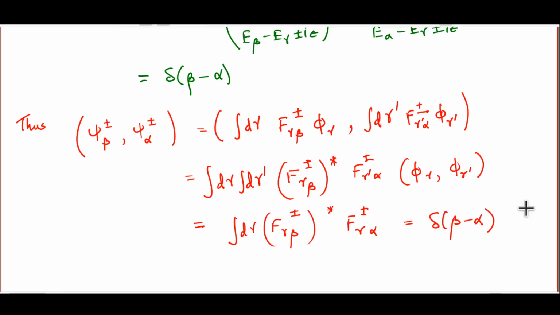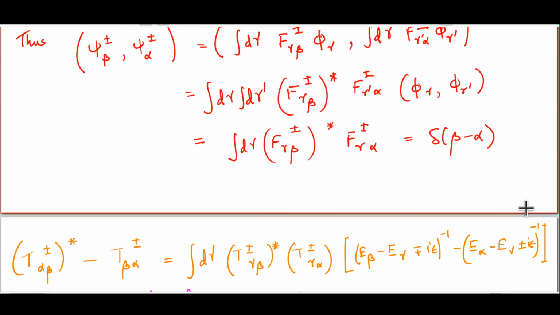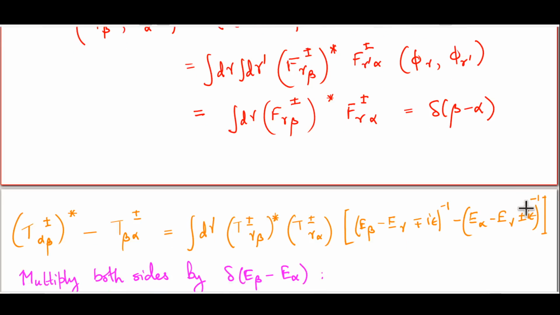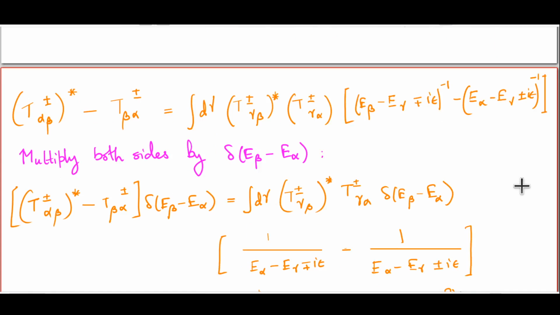In order to prove the unitarity of the S matrix using this approach, we go back to our original equation about T plus minus alpha beta star minus T beta alpha plus minus, and then multiply both sides of this equation by delta of E beta minus E alpha. Now when you do that, what changes on the right hand side is the following. The E beta here can be replaced by E alpha simply because this expression ensures that the whole thing vanishes on both sides, of course, unless E beta is exactly equal to E alpha.